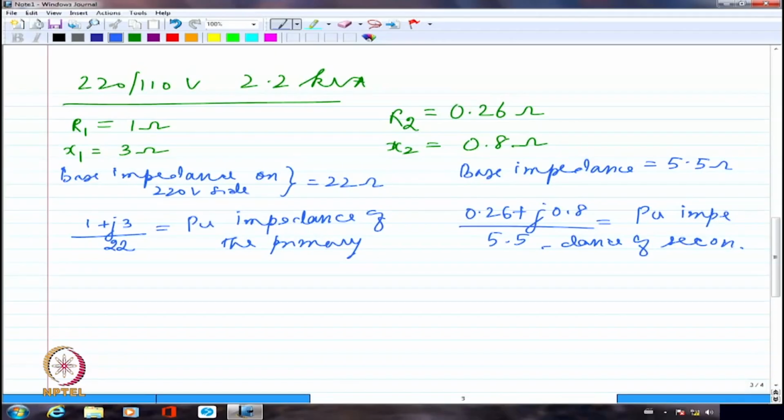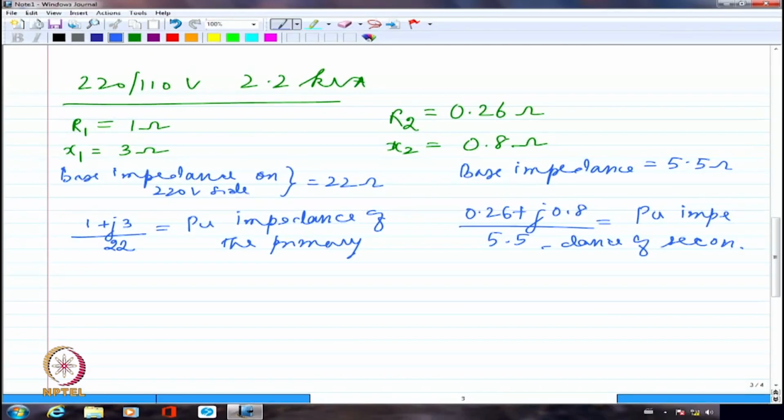In fact, in an ideal transformer, everything should be 0, and only the parallel parameter should be infinity. I reiterate it, ideal transformer. So if I am going to have an ideal transformer, winding resistances are 0, leakages are 0, magnetizing reactance is infinity, and core loss component of resistance is infinity.